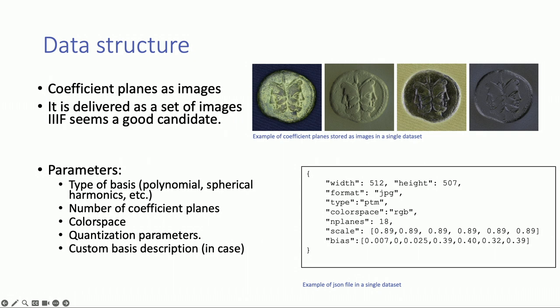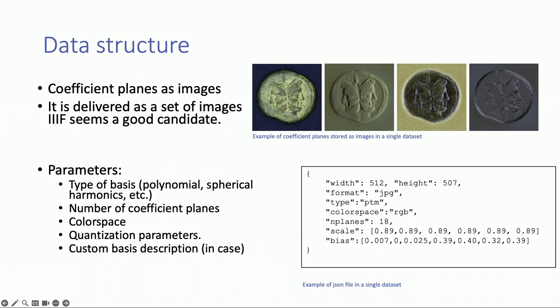And apart from the images, you also need some information about the mathematical model you have used. So first, which mathematical model you have used, and then parameters, because all of these mathematical models have some parameters, for example, the number of planes. You might have to encode in 3 images, 6, 9, or even more images.